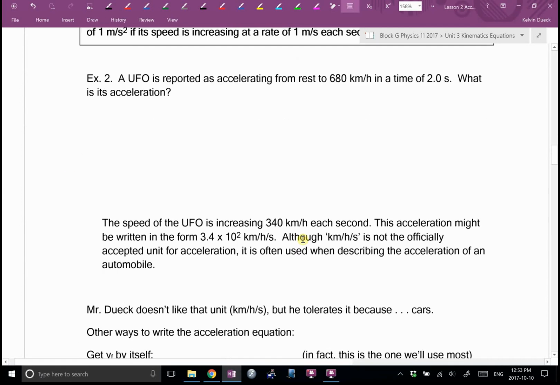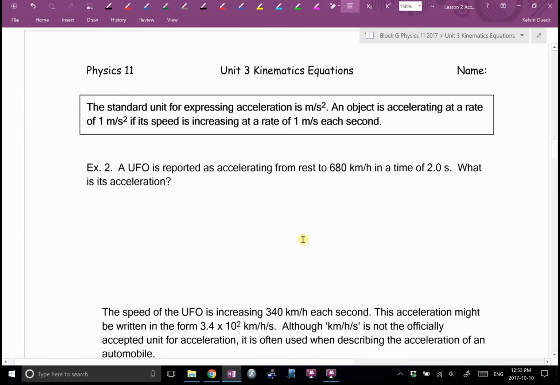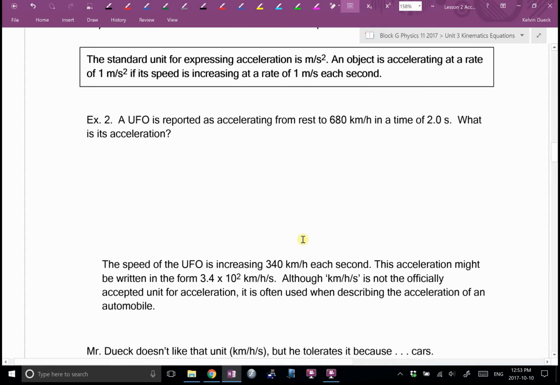Next page. So, the standard SI unit for acceleration is meters per second squared. An object is accelerating at a rate of 1 meter per second squared if its speed is increasing by 1 meter per second every second. That's what meters per second squared means. There is another unit of acceleration that's used occasionally. I hate it, but we're going to use it here. It says this. Read along with me.